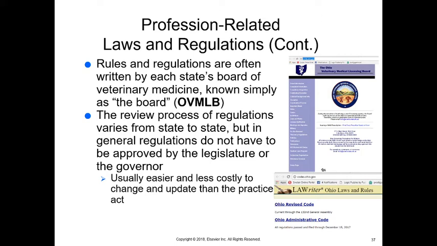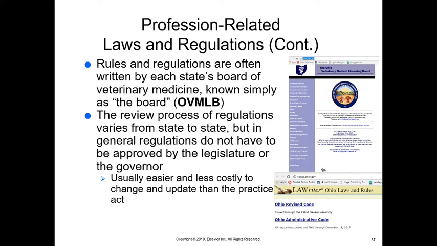In this state, it's called the Ohio Veterinary Medical Licensing Board, or OVMLB, and I have a screenshot of the website for you. And then I also have a screenshot of the Ohio laws and rules, and you go and look into the Ohio Revised Code or the Ohio Administrative Code for any laws within the state of Ohio.